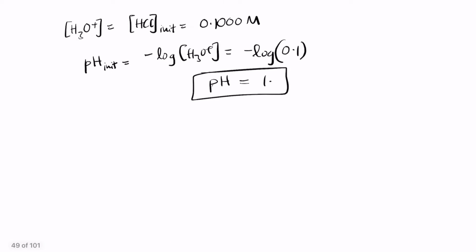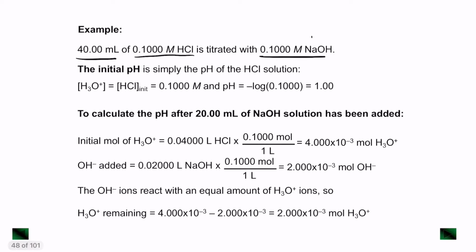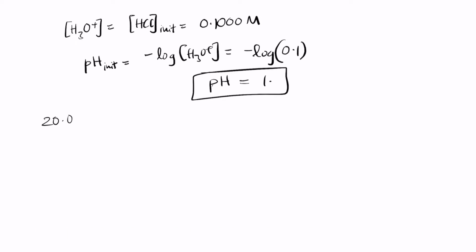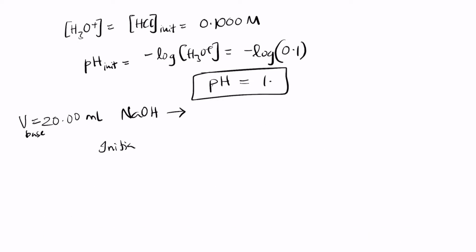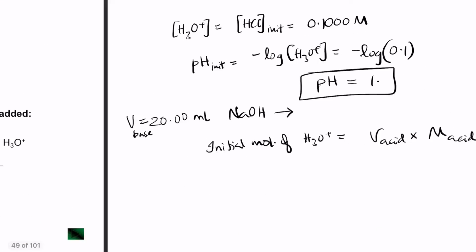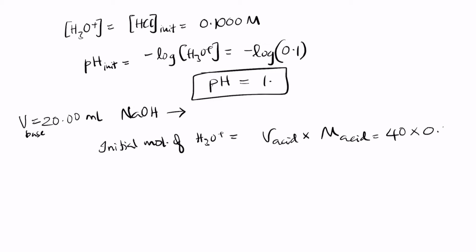Now we are trying to calculate the amount of NaOH being added. We are titrating it with 0.1000 M NaOH. Let's say we are adding 20 mL of NaOH, which is the volume of the NaOH being added. Once we have added that, we find the initial number of moles of H3O+, which can be calculated by the volume of the acid times the molarity of the acid. So we have 40 mL of the acid times the molarity of 0.1, which gives you a value of 4.